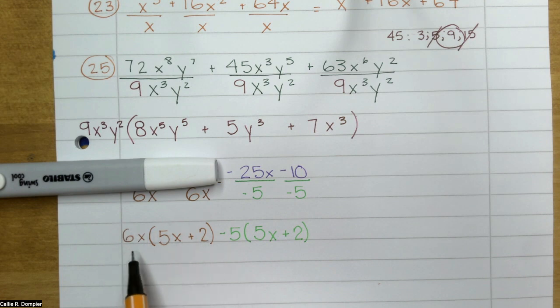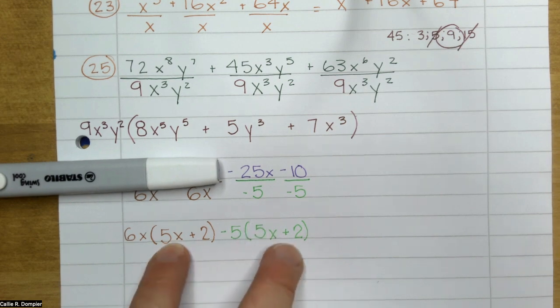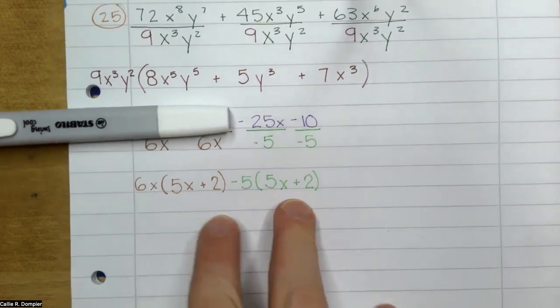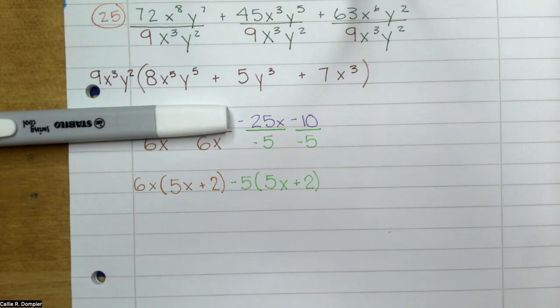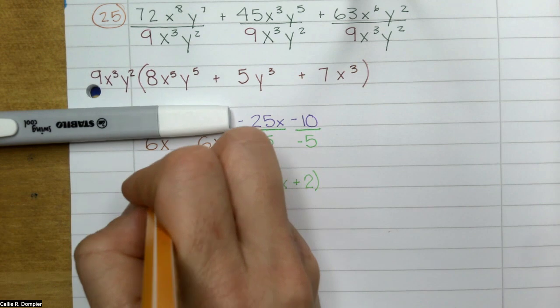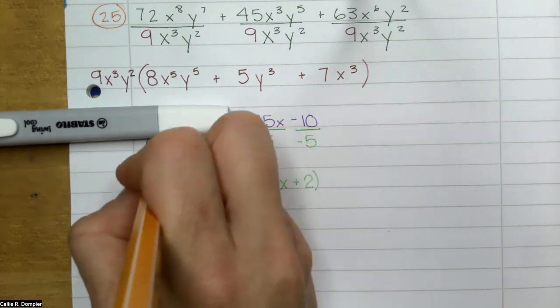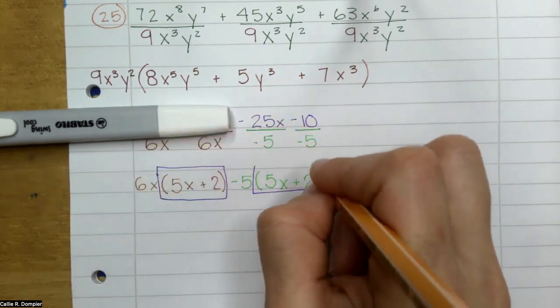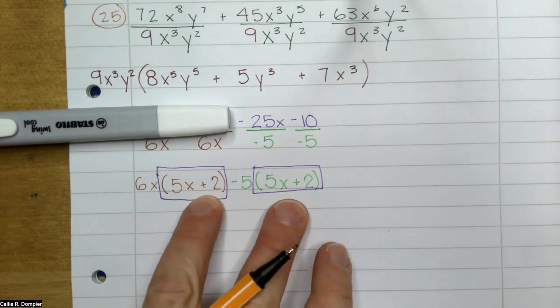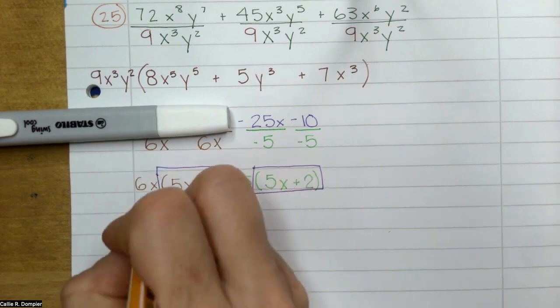This is our first term. This is our second term. They're just being multiplied, right? 6x is being multiplied by all of this. Negative 5 is being multiplied by all of this. These are 2 terms. What we're going to do is take the greatest common factor out of those 2 terms. And what is that factor? It's this right here. Isn't that interesting? So we created the same exact binomial, and we're going to factor it out of both sides.